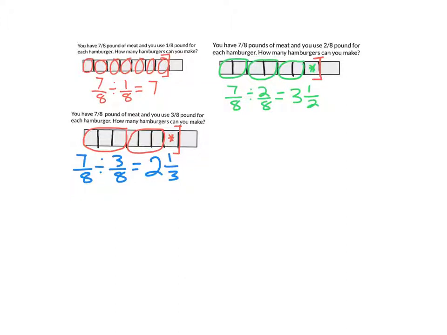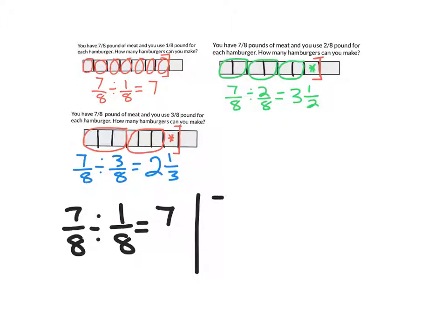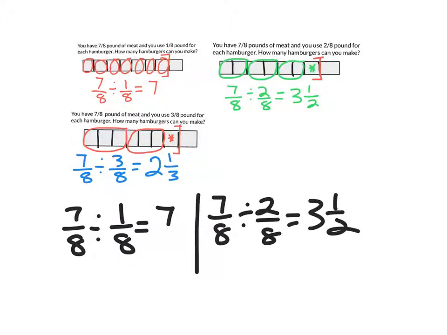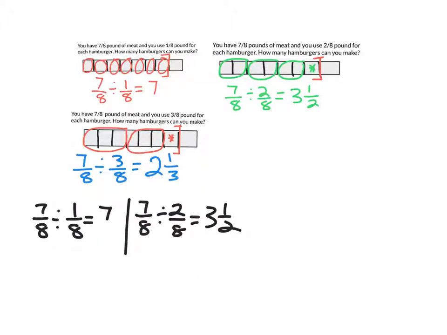Now let's analyze the number sentences we had. We started with 7/8 and we divided by 1/8 and we got 7 as our answer. Then we did 7/8 divided by 2/8 and got 3 1/2. And finally, we had 7/8 divided by 3/8 and got 2 1/3.